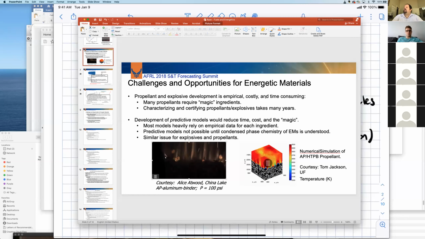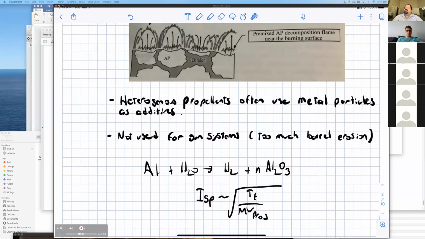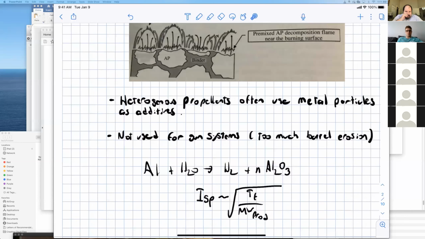Okay, so are there any questions with just the basic concepts? So do you consider that flame to be diffusion limited still? You mean surrounding each AP crystal? Yeah. Yes, that is a mixing limited flame.